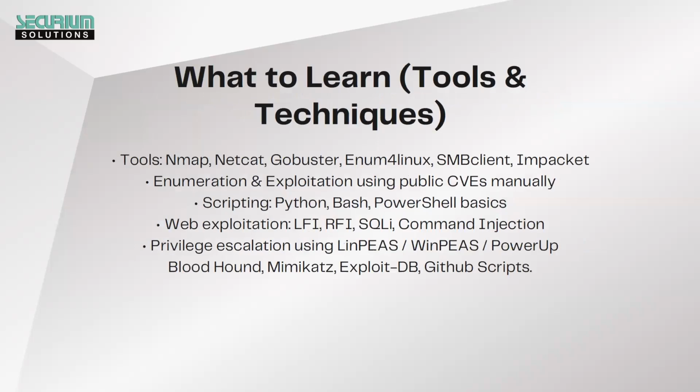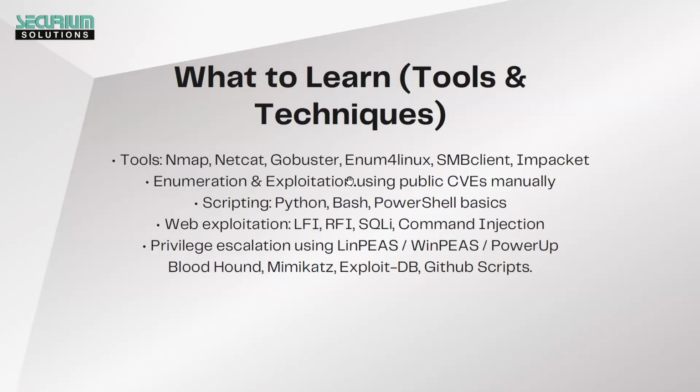Now, what to learn? Tools like Nmap, Netcat, GoBuster, spidering tools, enum4linux, SMB client, and packet tools are a must to start with, especially in OSCP. We also have a lot of privilege escalation exploit suggesters out there. Linux Exploit Suggester is there, LinPEAS is there, WinPEAS is there. So for privilege escalation, use LinPEAS, WinPEAS, and PowerUp.